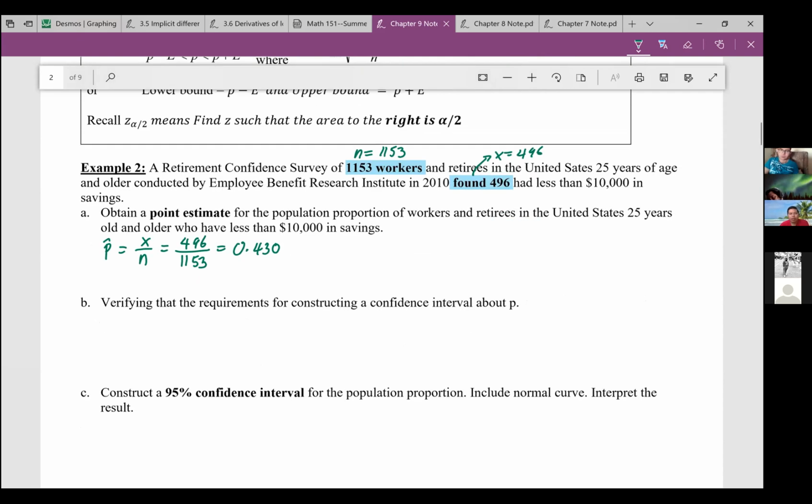All right, part B, verifying the requirement for constructing a confidence interval. So we have n p hat (1 minus p hat) must be bigger than or equal to 10. So we want to check that. And here just plug in a number: 1153 times 0.430, and then 1 minus 0.43, and you see whether it's bigger than 10 or not.